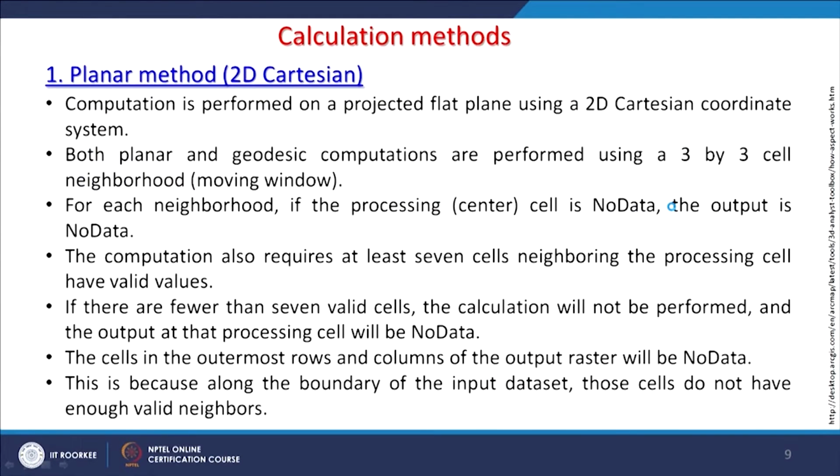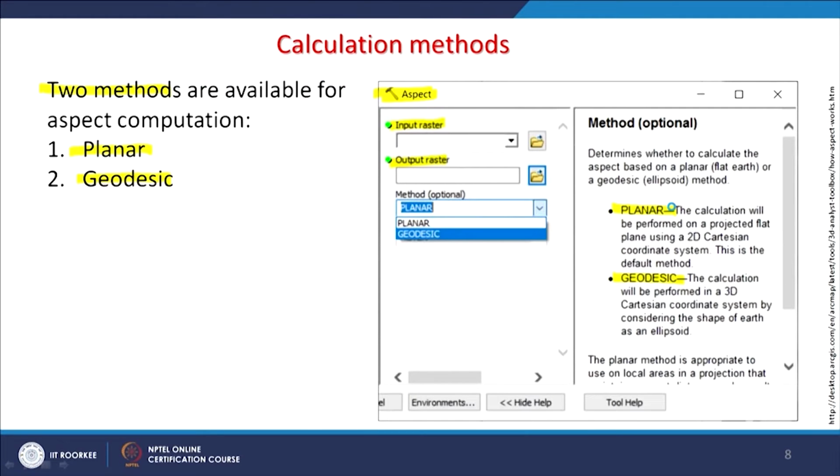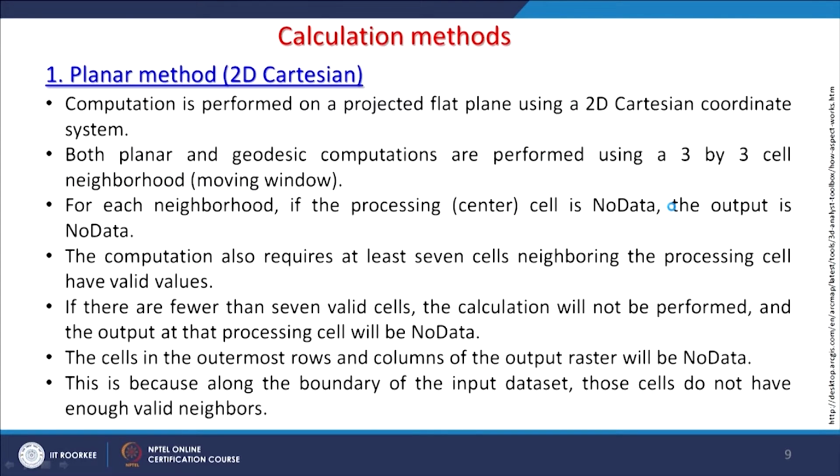So, as you also know, the planar method is for 2D Cartesian and the other method, the geodesic method, is for 3D Cartesian. So, let us go for the 2D Cartesian discussion of the planar method: this computation is performed on a projected flat plane using a 3D Cartesian coordinate system. I have already told you that aspect is calculated or measured on a flat plane, a horizontal plane, not on a vertical plane.